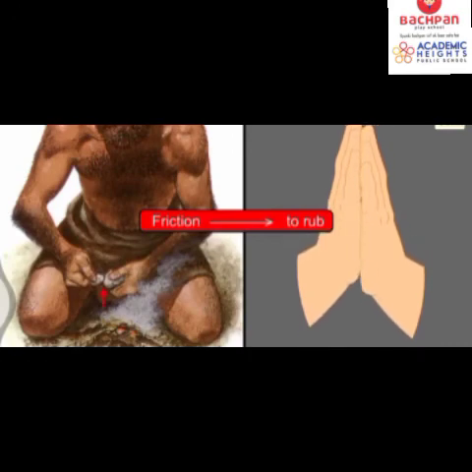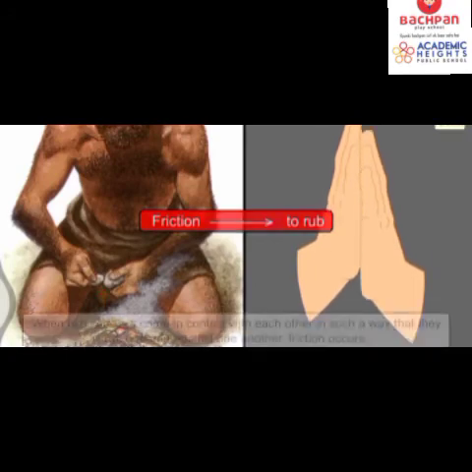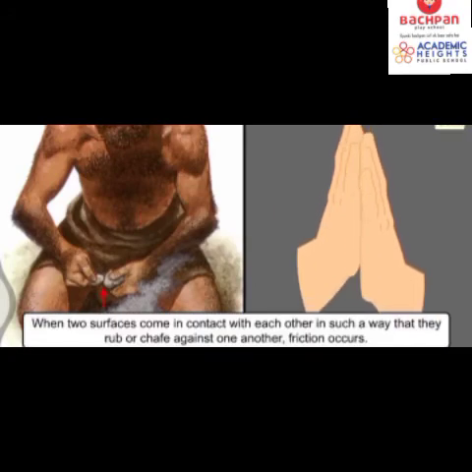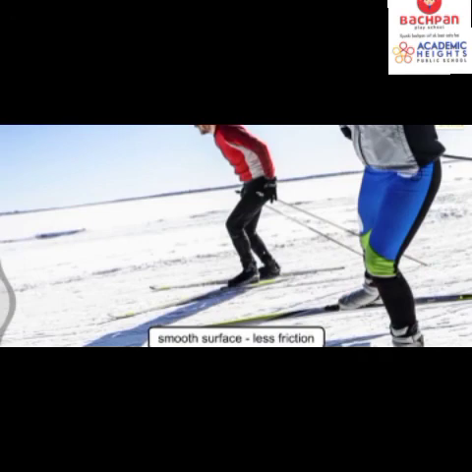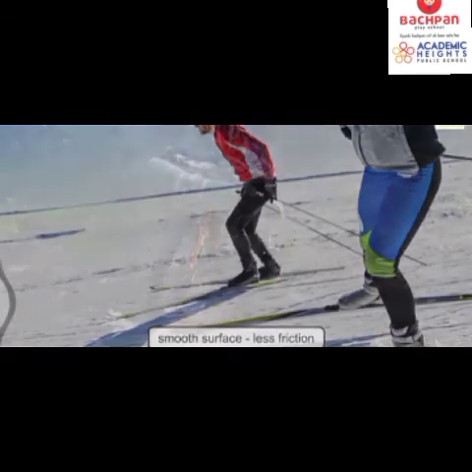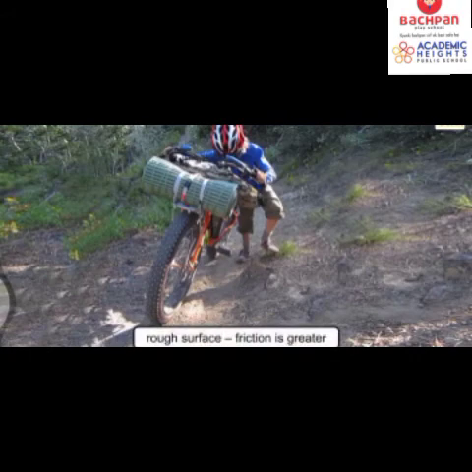You know, the word friction has come from a Latin word that means to rub. So when two surfaces come in contact with each other in such a way that they rub or chafe against one another, friction occurs. And this force is known as the frictional force. Remember, if we have a smooth surface, less friction is there. But if the surface is not smooth, like the surface you can see here, then the friction is greater.